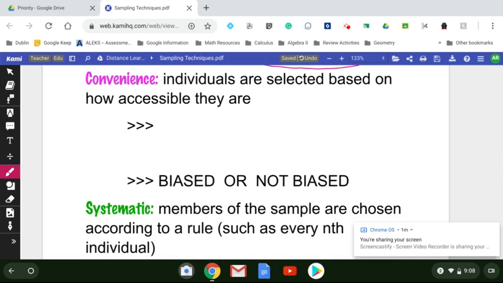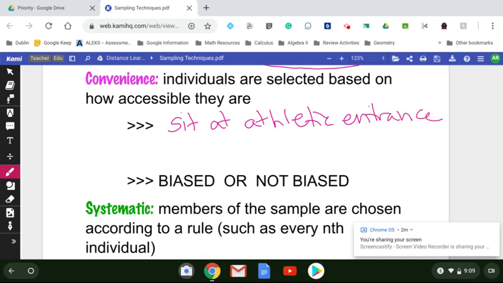The next type of sampling method that we will discuss is convenience sampling. This is where individuals are selected based on how accessible they are. So for example, maybe I will sit at the athletic entrance and survey the first 100 people who come by. It's easy, they're coming by anyway, I can just grab the first 100 who walk in the door.